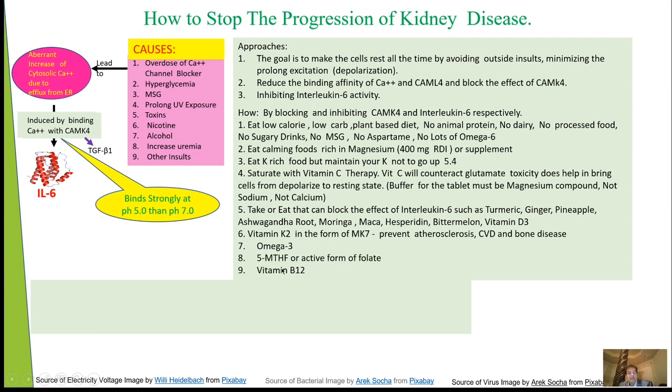Take the active form of folic acid, or 5-MTHF, 5-methyltetrahydrofolate, and vitamin B12, because these two produce a large amount of glutathione which fights free radicals and inflammation, reducing your cytosolic calcium.